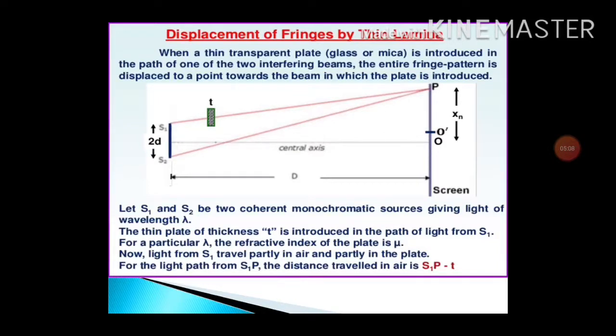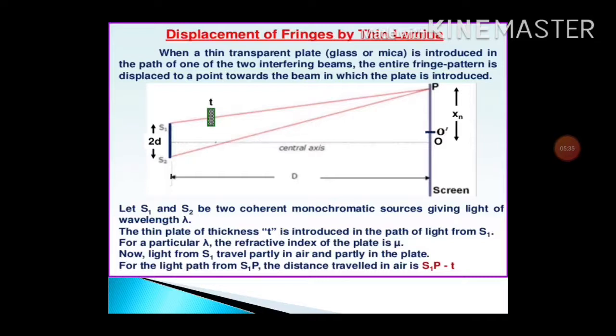Now we will take that S1 and S2 are the coherent sources and consider that a thin sheet having thickness T is introduced in the path of the light coming from the source S1. So obviously it will displace the entire fringe system in the upward direction. Now for the particular wavelength, the refractive index of the plate is mu.